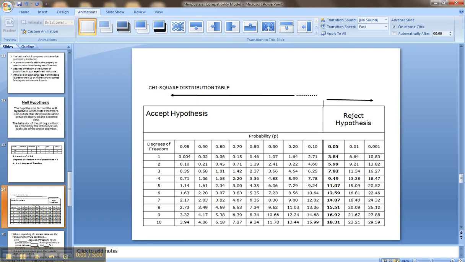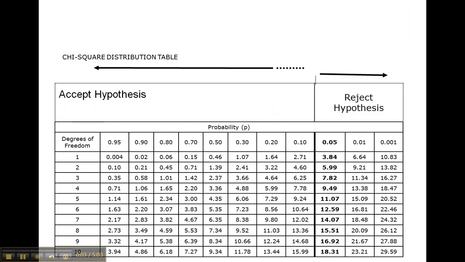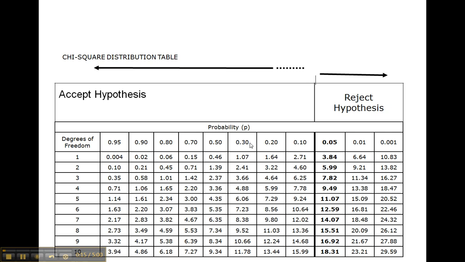Okay, so where we left off is here on this table. And to refresh your memory, we said that our degrees of freedom is 1 because we had 2 possibilities minus 1. And then we said that our chi-squared number was 3.6.